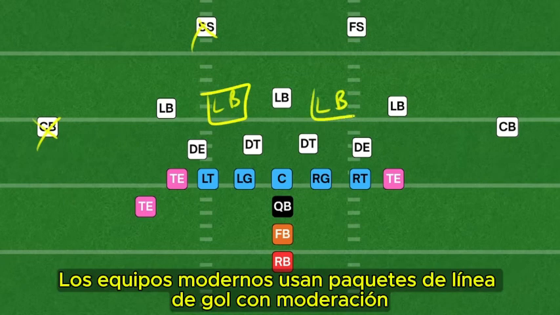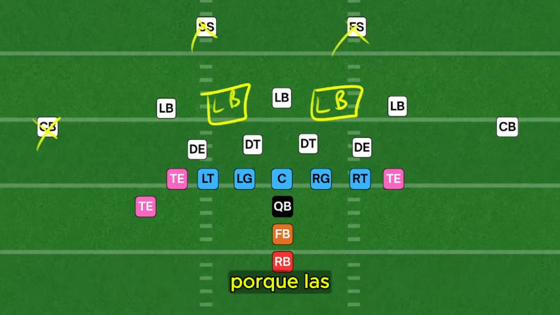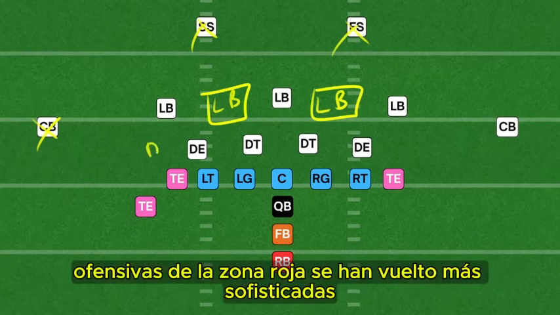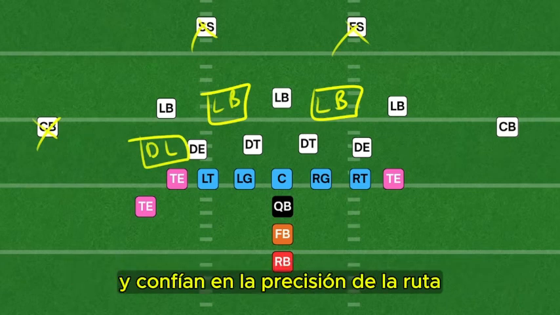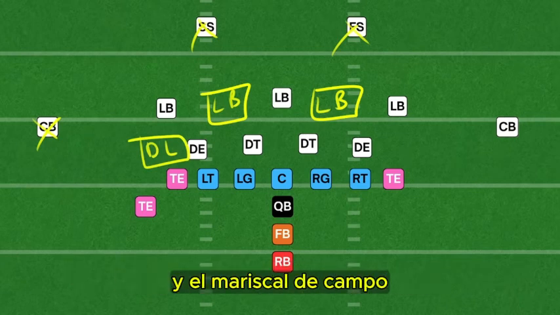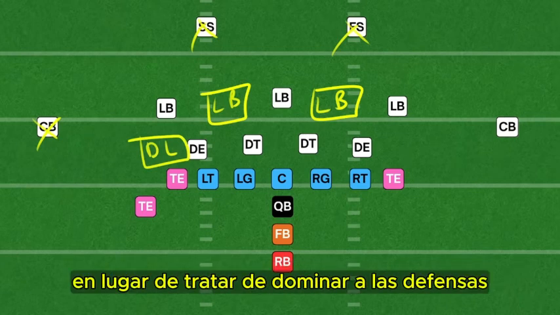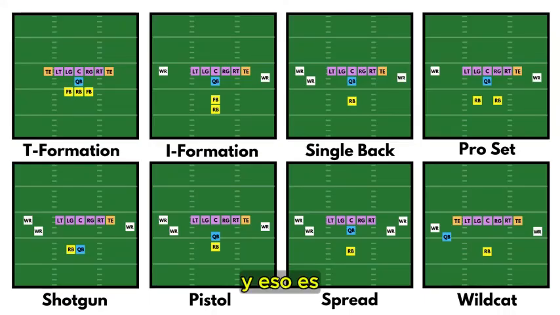Most goal line formations are pure running plays with minimal passing threat. Modern teams use goal line packages sparingly because red zone offenses have become more sophisticated. Many teams prefer to use regular formations and rely on precise route running and quarterback accuracy rather than trying to overpower defenses. And that's that.